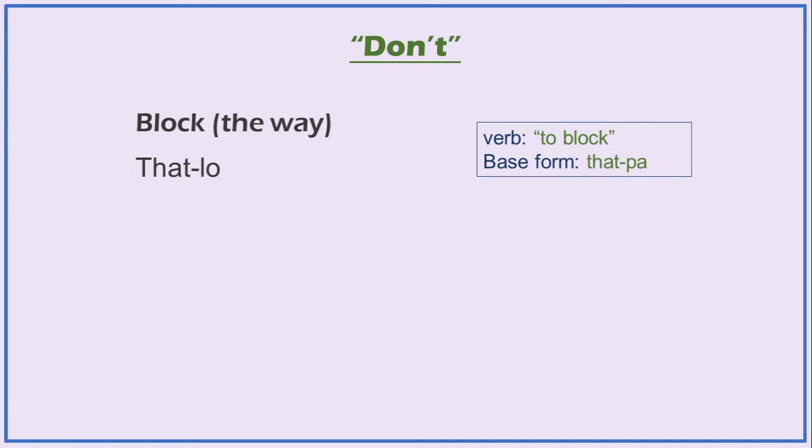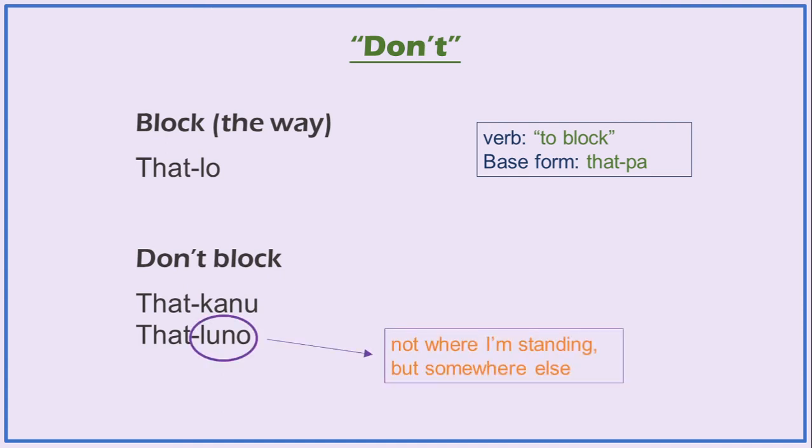Block the way, thatlo. Now, don't block, you have to say thatkanu or thatluno. So this is one good example where there is a slight difference in these two. So thatluno means you're asking someone not to block some road or something somewhere else, not where you are standing right now. So this is the difference between these two forms. Thatkanu is a more general form. You can use it for all the cases basically. But thatluno has a more specific meaning.